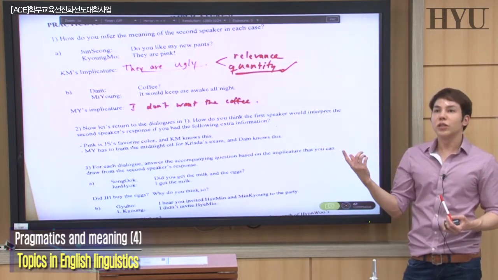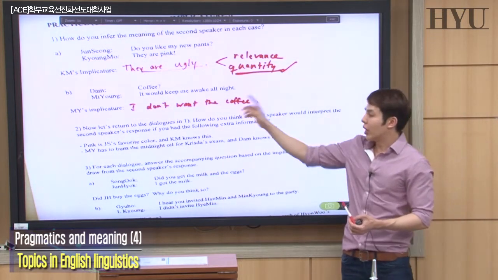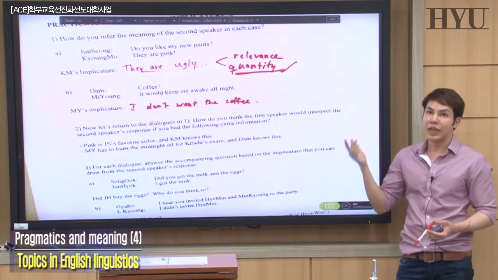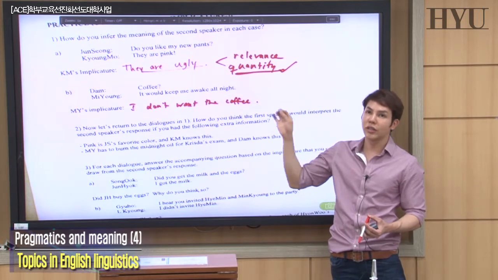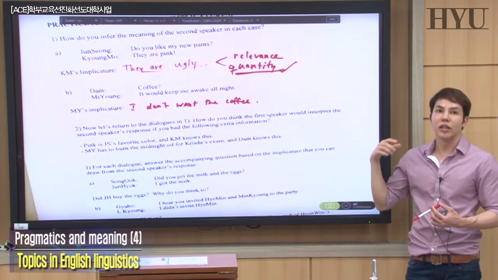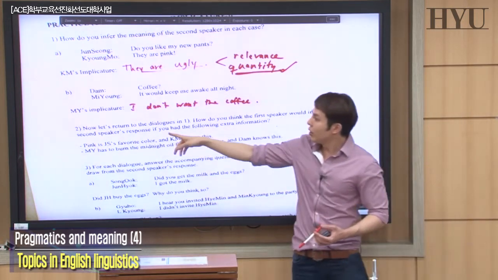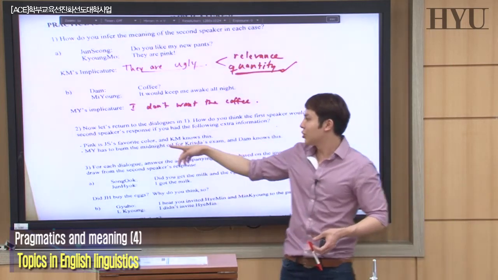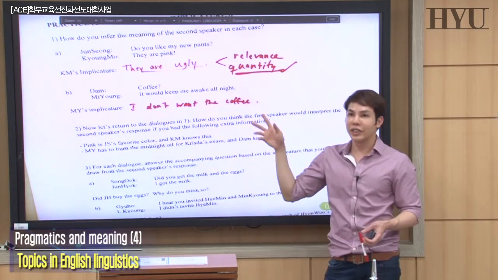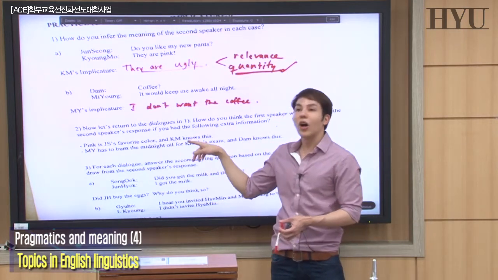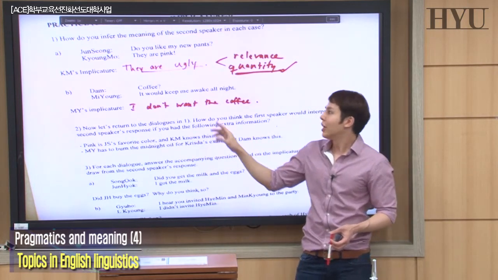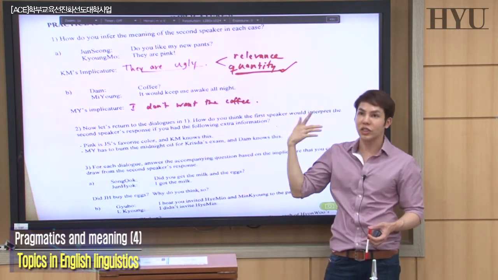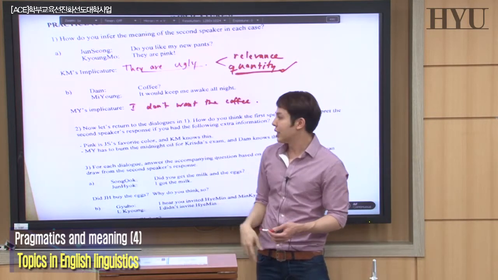Now the situation will change, right? The implicatures will change if the situation changes, because conversational implicatures only depend on the situation. Now, if we come to number one, we find out that pink is Junsong's favorite color, and he likes pink, and Kyungmo also knows this, right? So the implicature will change, because the context or the situation changes.